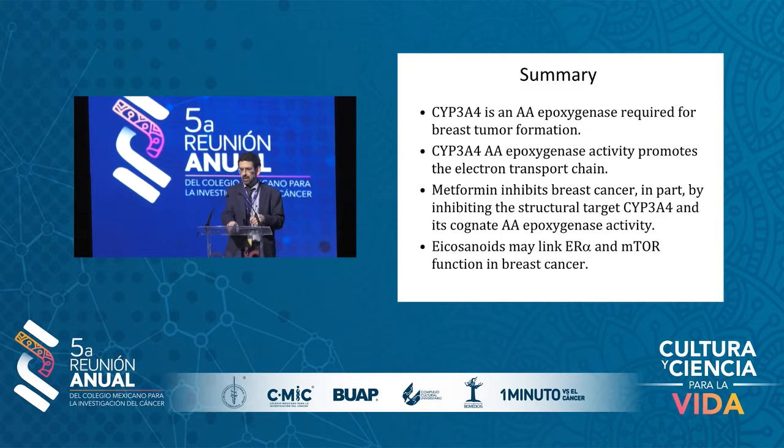So in summary, CYP3A4 is an arachidonic acid epoxygenase enzyme required for breast tumor formation and promotes the electron transport chain, and that metformin inhibits breast cancer of the ER-positive, HER2-negative variety, in part by inhibiting the structural target CYP3A4 and its cognate arachidonic acid epoxygenase activity. And so eicosanoids may link the ER-alpha signaling pathway and mTOR function in breast cancer.